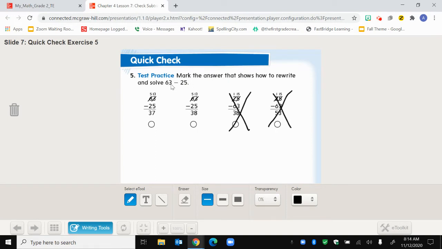63 is bigger, right? So when you subtract, you know you have to start with a bigger number. So these two problems over here would not work. Okay, so it cannot start 25 minus 63. It would not give us the right answer. So now let's take a look at how they borrowed and subtracted. So over here, they had the one side was 3 minus 5. They borrowed from the 6.